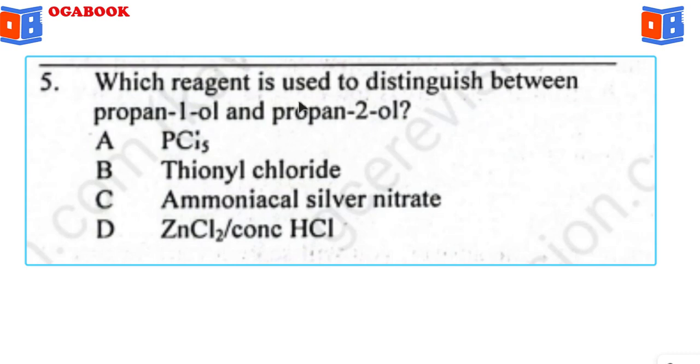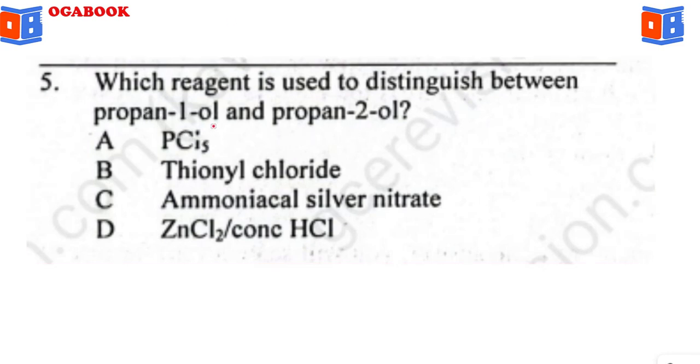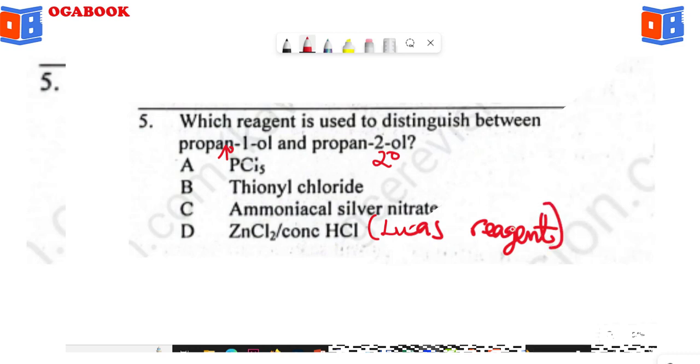Question number 5. Which reagent is used to distinguish between propan-1-ol and propan-2-ol? So propan-1-ol is a primary alcohol, while propan-2-ol is a secondary alcohol. And the primary and secondary alcohols can be distinguished using the Lucas reagent. The Lucas reagent is zinc chloride in concentrated hydrochloric acid, where secondary alcohols will form cloudiness after about 5 minutes, while there will be no significant change with primary alcohols. So making our answer D.